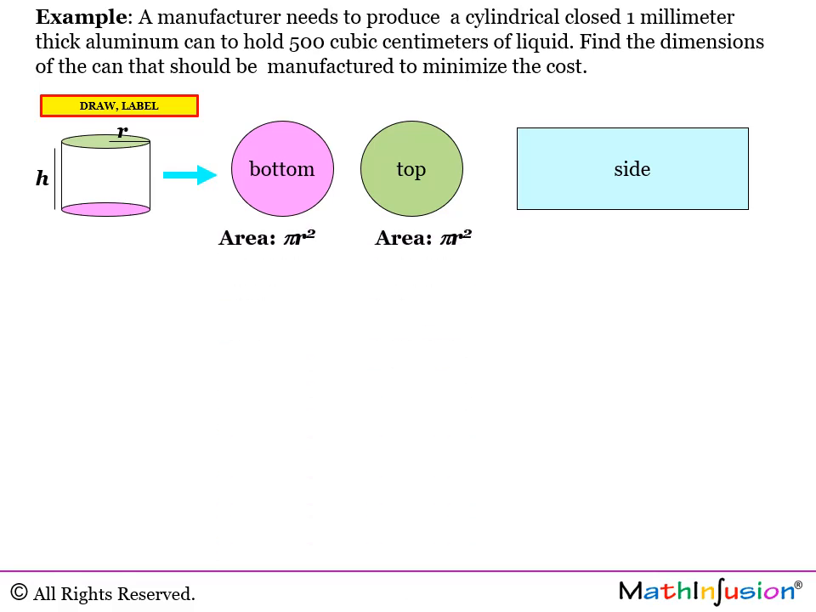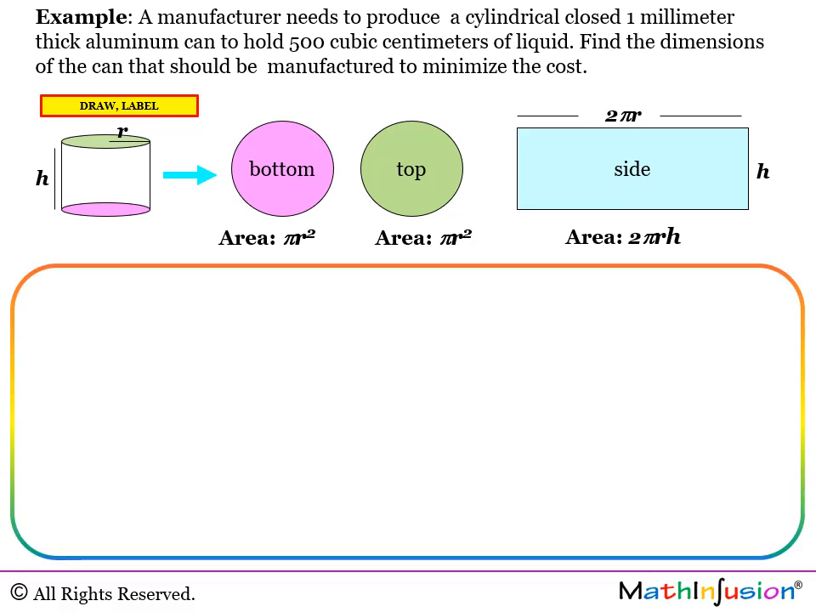Okay, so let's see now. The bottom and the top is what? Each one of those areas is pi r to the power of 2. What is the area of this rectangle? Well, one side is the height and the other side is the circumference of the bottom or the top, which is 2 pi r. So the total area of this part is 2 pi r times h.